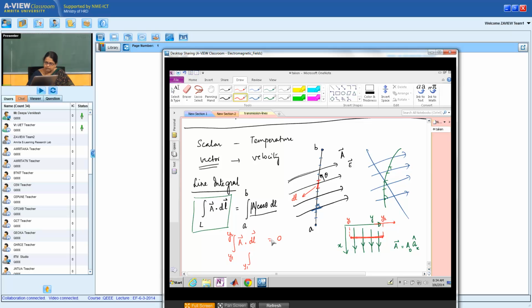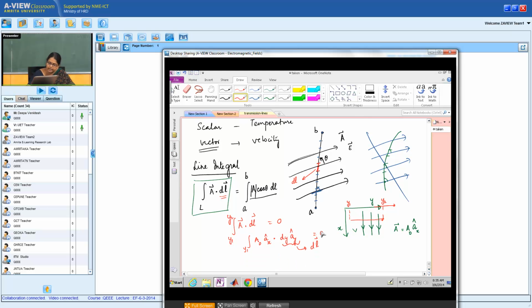Alright. Instead, I can write it out also explicitly and say that this is A naught ax dot, what is the direction of dl? dl is the elemental length and that is along y. So let's call that dy ay, because this is my dl now, the direction of the elemental length, because I want to calculate along that direction. And ax dot ay, the dot product is 0, we know, so my answer is 0.